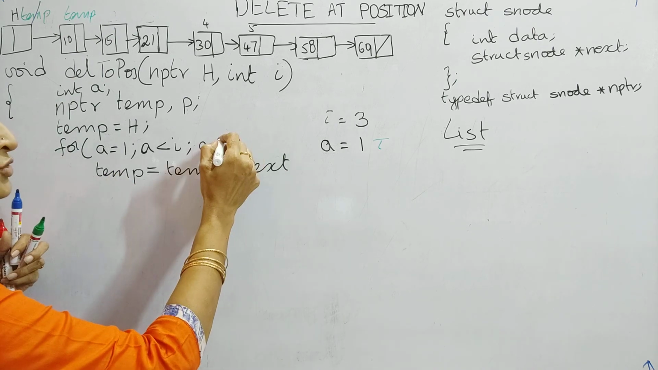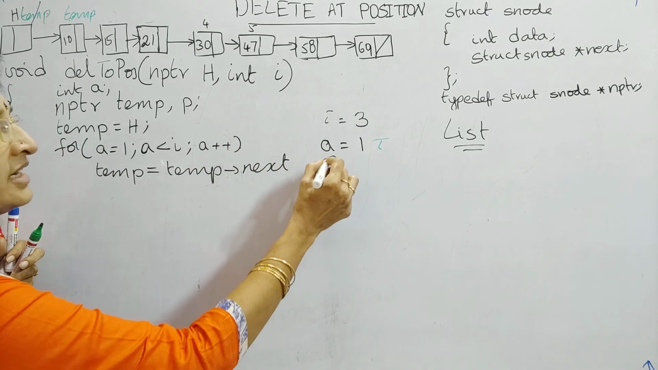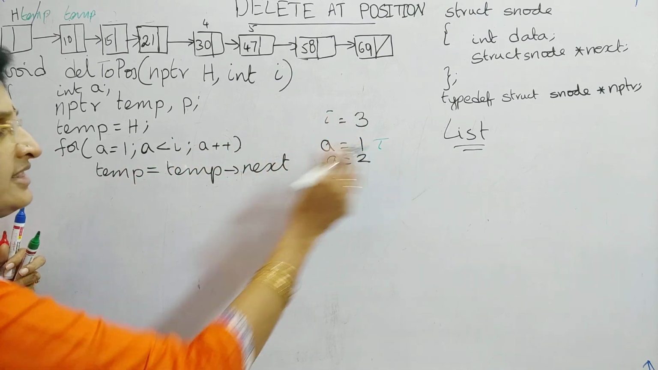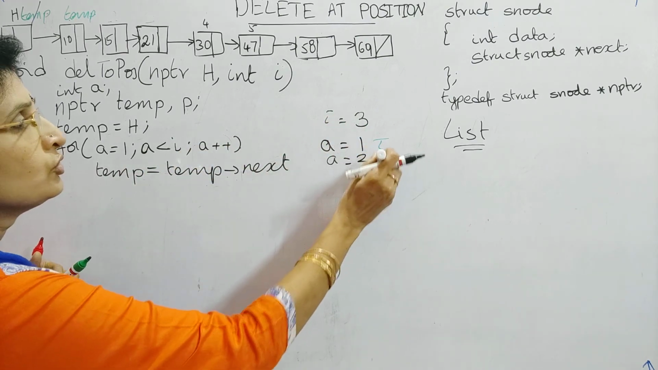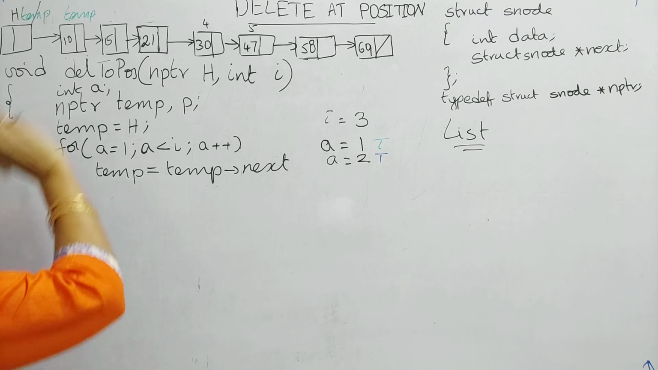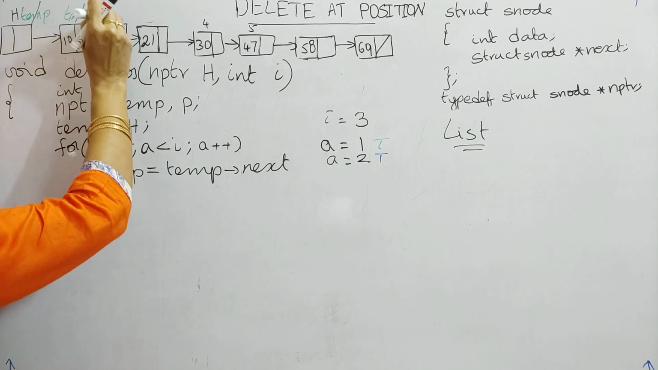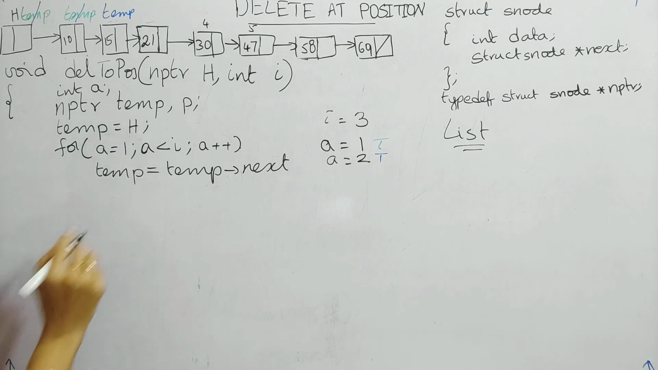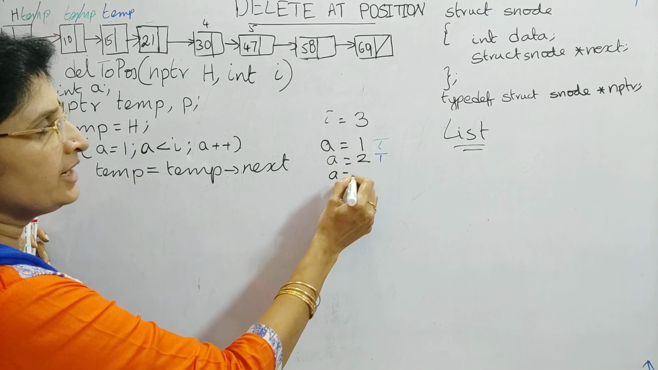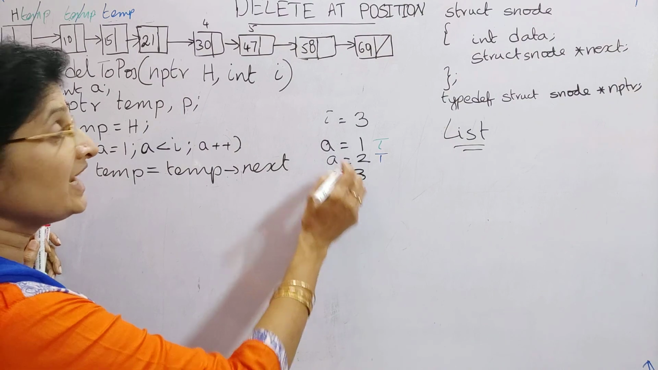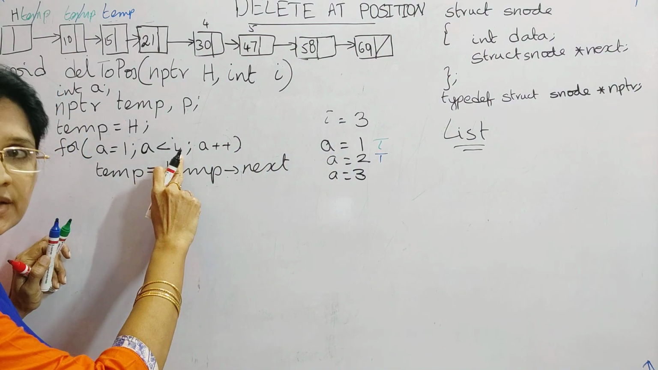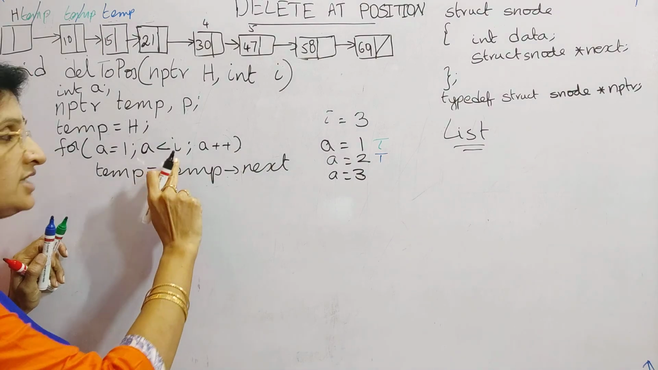Next, again it goes to the loop. So again A will be incremented. That A will become 2. So 2 is less than 3, and again the condition is true. Then what will happen? Again from here, temp will move to the next position, that is here. Okay. Next, what will be the value of A now? It will be 3. So 3 is less than 3. What happens to the condition? The condition is false.